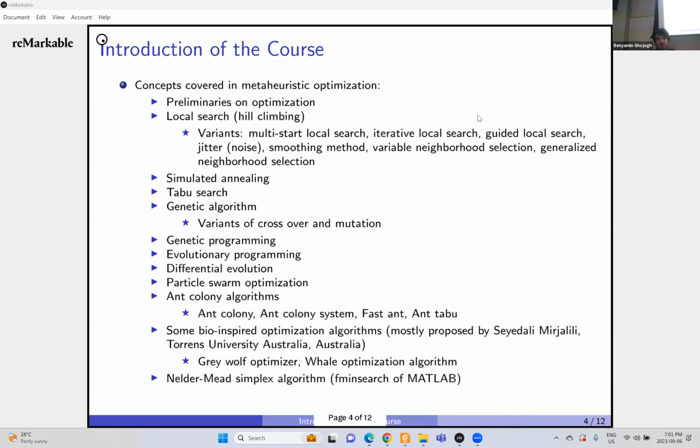Concepts covered in metaheuristic optimization. So what are we going to cover? First off, preliminaries on optimization. Then local search, hill climbing.